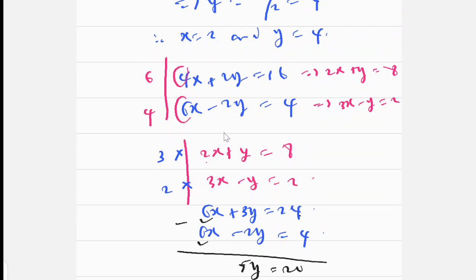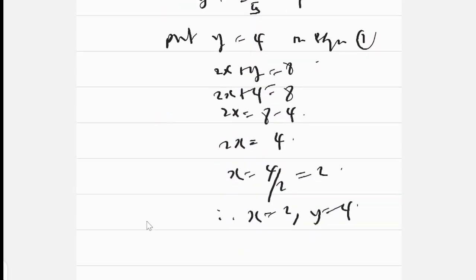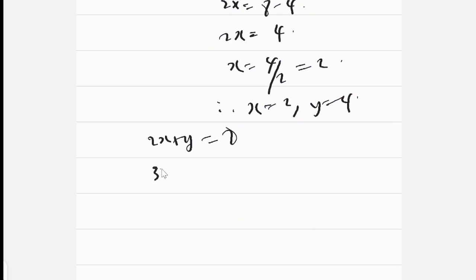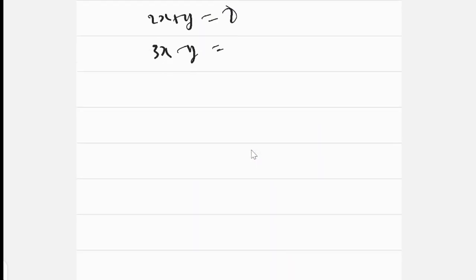Okay, now let me quickly brush up the substitution method for you as well. Because maybe if I have this equation now, 2x plus y is equal to 8. That's what we reduced it to. And the second one is 3x minus y is equal to 2. If you use any of the methods, you are going to arrive at the same answer. What are you going to do if you want to use the substitution method?